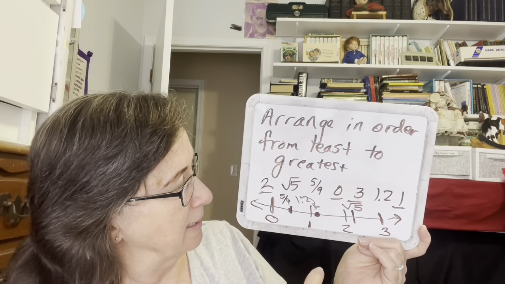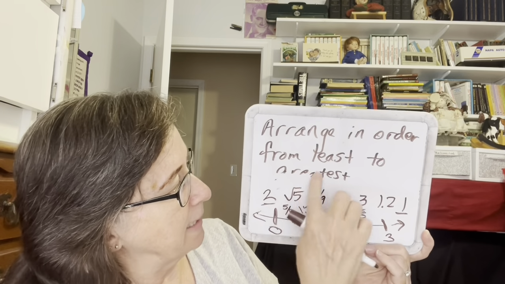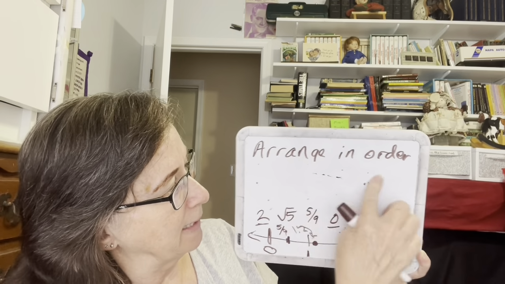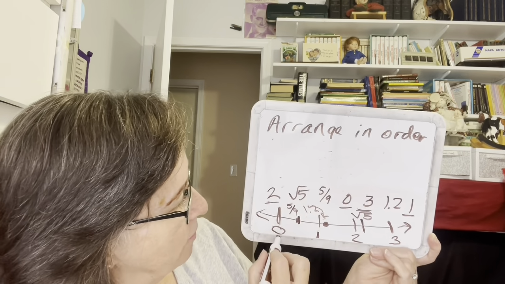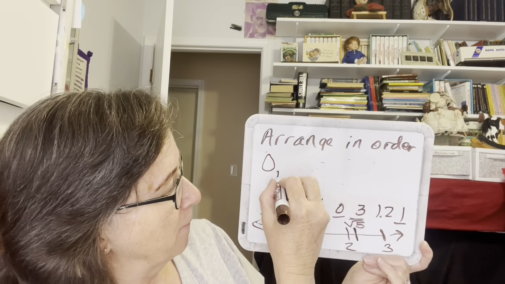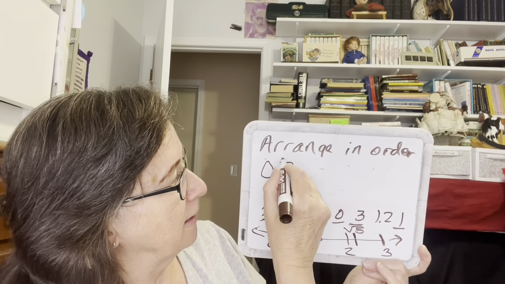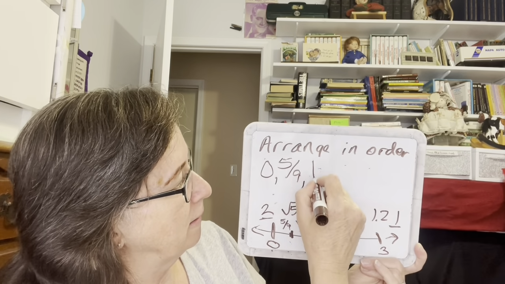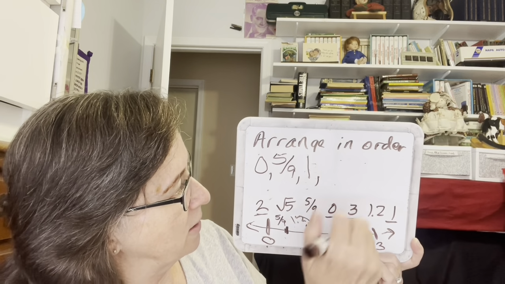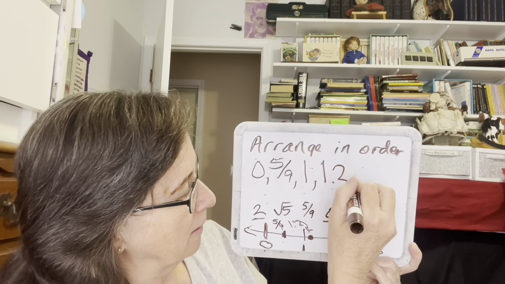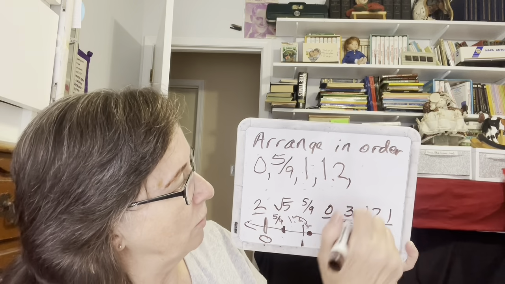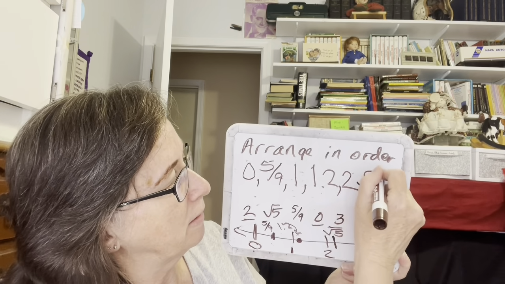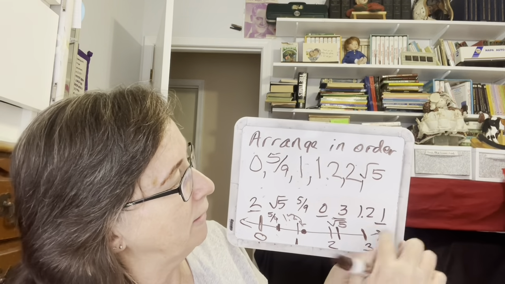So let's put these in order. Okay, so I'm going to erase these here so I have some room to put these in order. So 0's got to go first. And then 5/9. And then 1. And then 1.2. And then 2. And then square root of 5. And then 3.